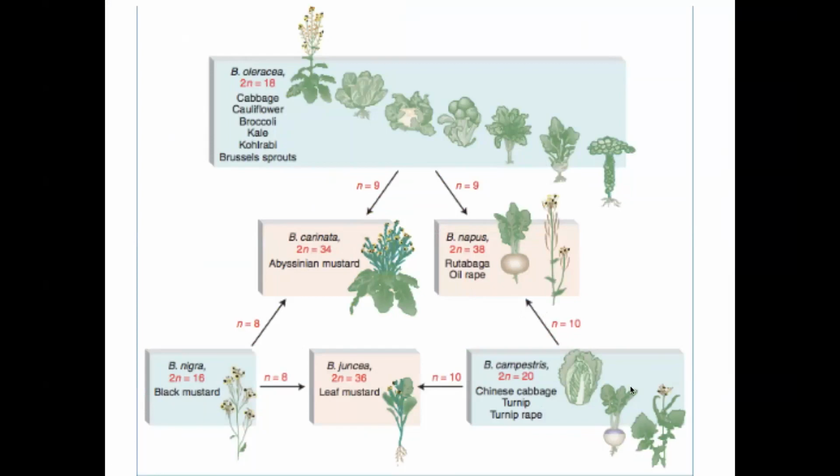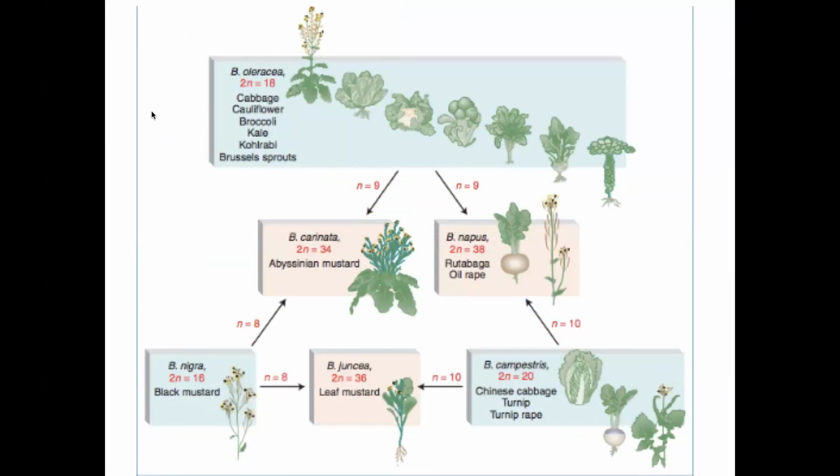So there's been a lot of genetic work that's been done on these different species. And actually what they've been able to determine through chromosome analysis of these 6 different species is these 3, the carinata, the napus, and the juncea, are all allopolyploid derivatives of 3 original diploid progenitor species, which are the Brassica nigra, the campestris, and the oleracea. So how do you determine that? Well, again, you do chromosome counts.